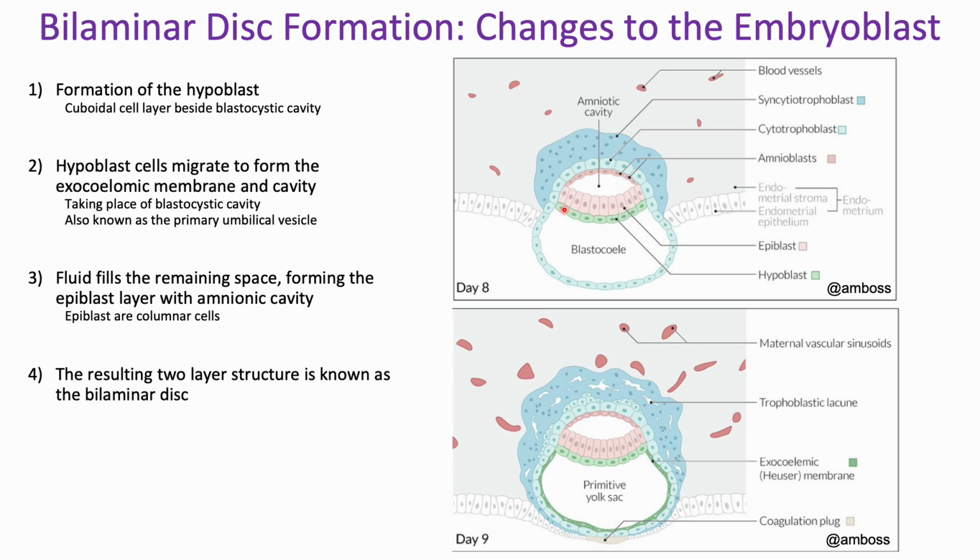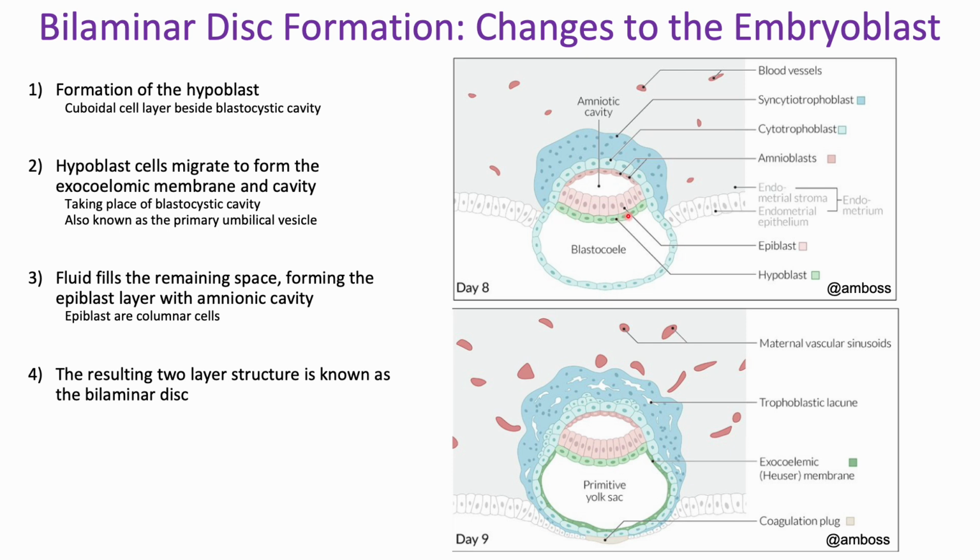So now we've formed two layers. We have the epiblast and the hypoblast. The hypoblast are directly beside the blastocystic cavity. The epiblasts are directly beside the amniotic cavity. Remember, we still have our syncytiotrophoblast up here, which are multinucleated cells, and we have our cytotrophoblast, which is surrounding our entire structure. Now that we've formed the hypoblast and epiblast, the hypoblast cells are actually going to migrate.